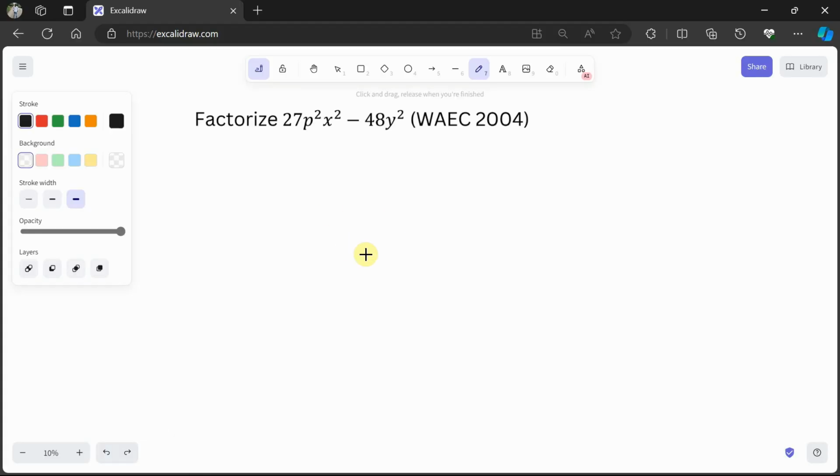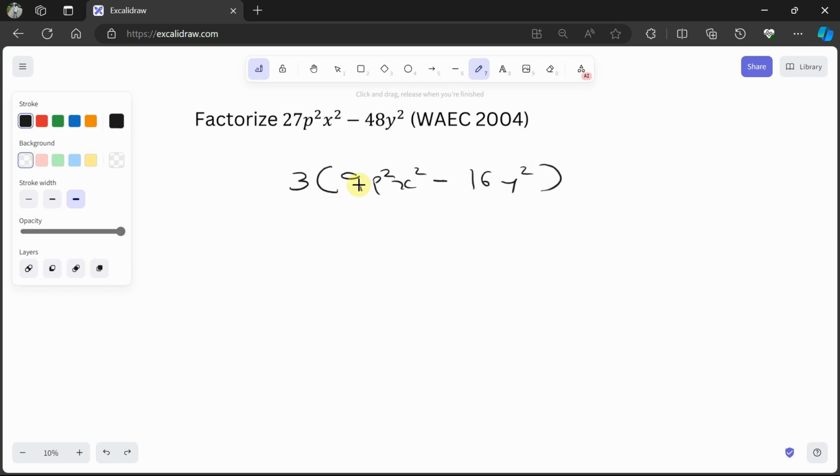The first step, like we said, involves factoring out what is common first. So what is common between 27 and 48? Let's see. 3 is common. So we can factor out 3. What again is common between px squared, x squared, y squared? Nothing else is common. So we say 3. 27 divided by 3 is 9. So this will be 9p squared x squared minus 48 divided by 3, that will give you 16, so 16y squared. Can you see something?